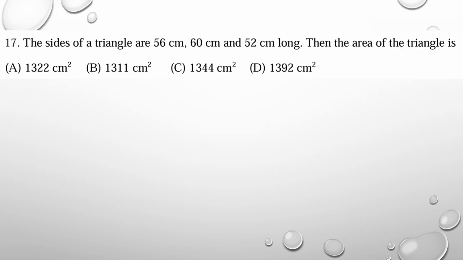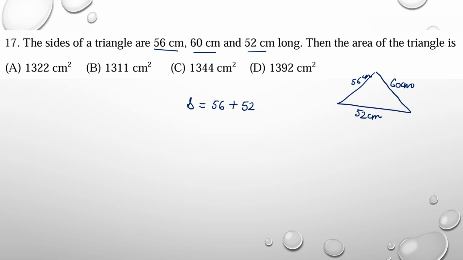5.196. Next, the sides of a triangle are 56, 60 and 52 long. Then the area of the triangle. This is a scalene triangle. Scalene triangle का area कैसे find out करते हैं हम? Using Heron's formula. So this is your triangle, 56 centimeter, 60 centimeter, 52 centimeter. यहाँ पर calculation थोड़ी lengthy हो जाएगी because you need to find S first. Semi perimeter is 56 plus 52 plus 60 by 2.